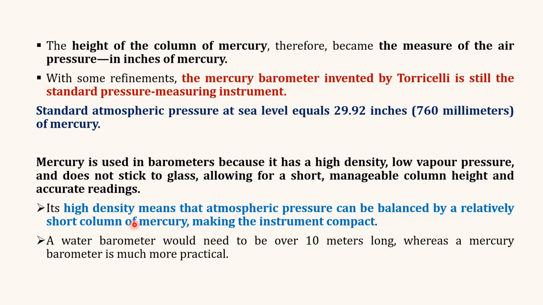Suppose we use water instead of mercury. Because water is less dense, it would need a tube of approximately 10 meters in length to represent the same amount of pressure. Thus, a mercury barometer is much more practical.